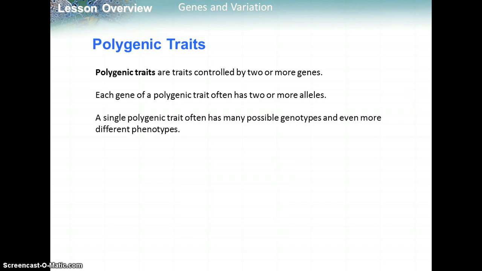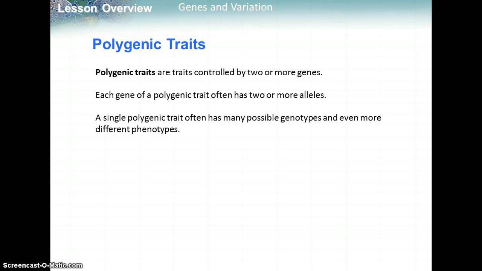And then we're going to start looking more into polygenic traits. These again are controlled by 2 or more genes. Each gene of a polygenic trait often has 2 or more alleles. A single polygenic trait may often have as many possible genotypes and even more different phenotypes.